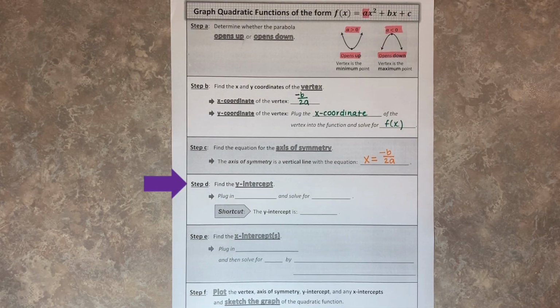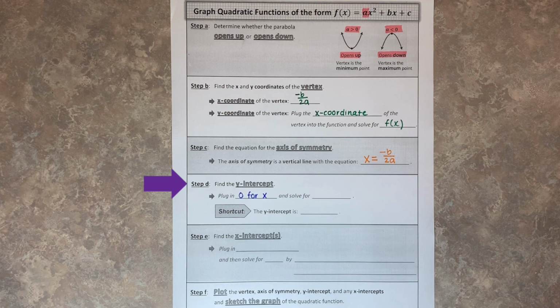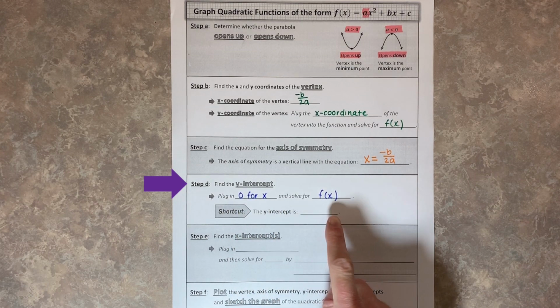Next, we're going to find the y-intercept. In general, in any math problem, if you want to find the y-intercept, all you need to do is plug in 0 for x and then solve for y. Or in this case, we're using f of x instead of y. So we'll solve for f of x. We're going to come back to this shortcut very soon.